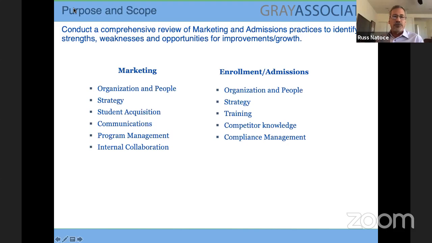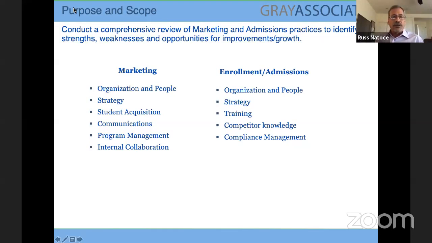The purpose and the scope is to conduct a third-person expert interview and review of your marketing and/or of your admissions practices to really identify where your strengths, weaknesses, and opportunities are, and opportunities to improve. Some institutions want to look just at marketing. Some want to look at just enrollment or admissions. Some want to do both. And really any opportunity is available.